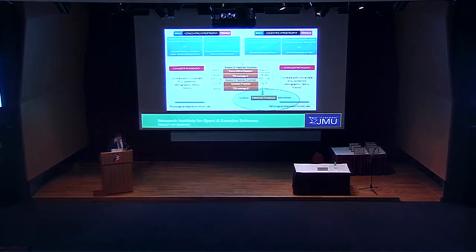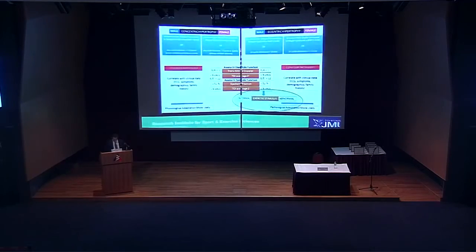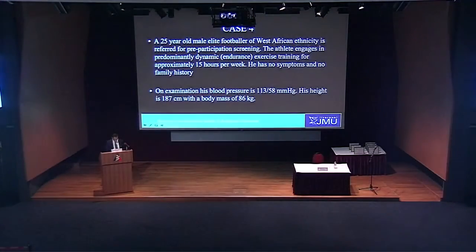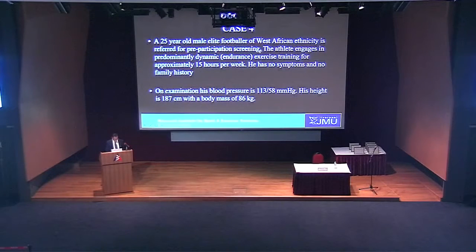Okay, I'm going to present the last left ventricular case, and this one is looking at the concept of this exercise stimulus that I brought into the new guidelines. And why did we do it? Well, this is why. We have a 25-year-old male elite footballer, West African ethnicity. Football fits into the bottom right, so high dynamic, low static, but we'd expect eccentric hypertrophy. 15 hours a week. Even though he's a lead, they don't work as hard as most of the other athletes.